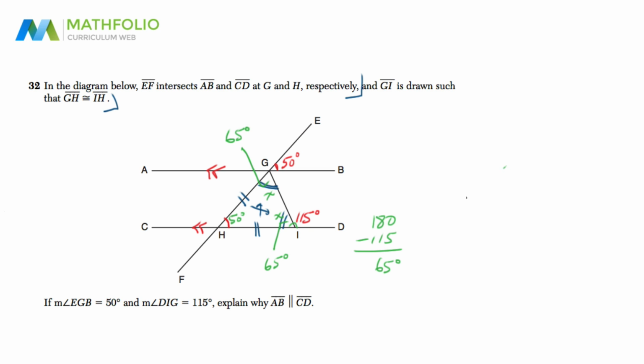And if these two are 65, let's just see what that means. 65, 65, and let's call this y. So now we can figure out what y is, because 65 plus 65 equals 130. And when you add y, that must give you 180 degrees. So subtract the 130. So now we've got y equals 50 degrees. That's what we had originally as well.